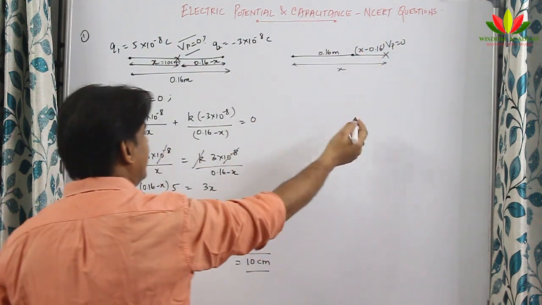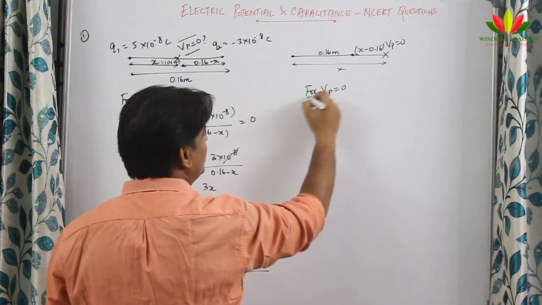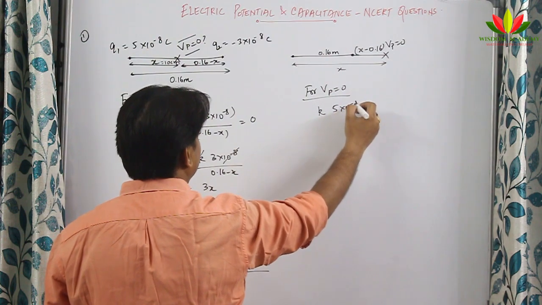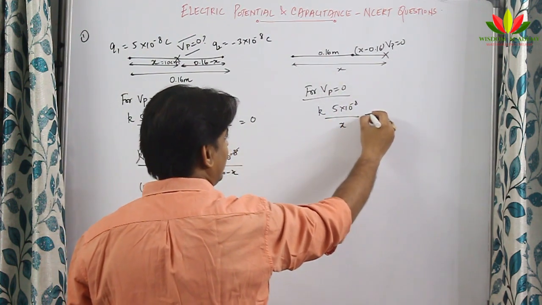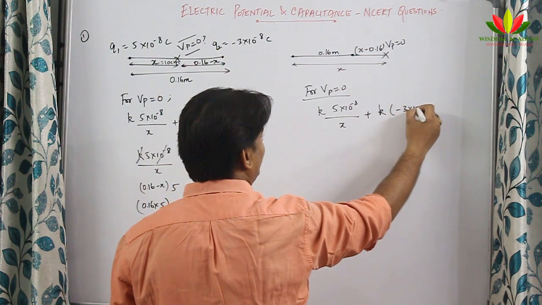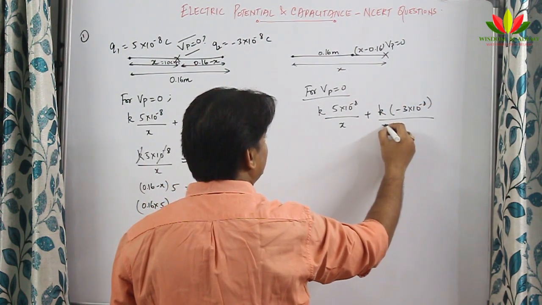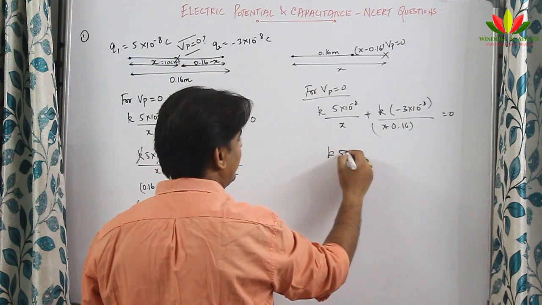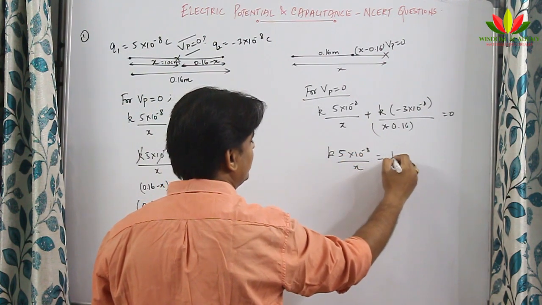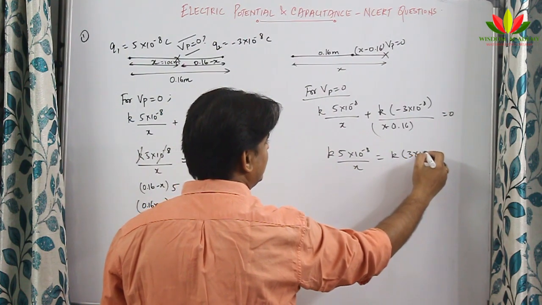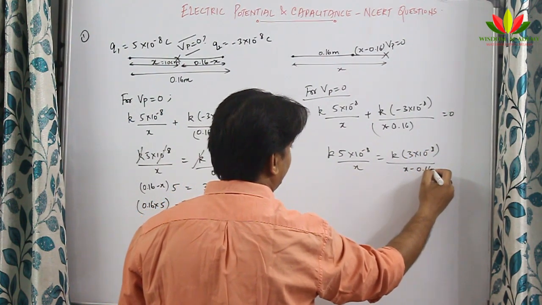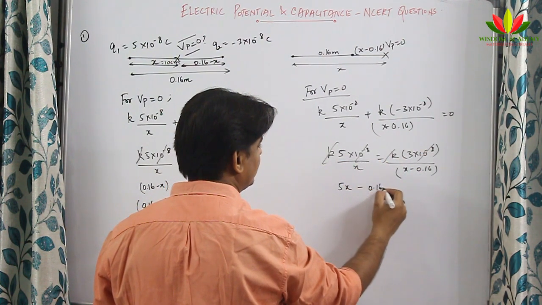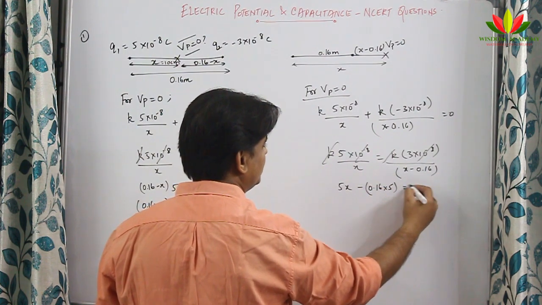I will use the same formula and I will get, for Vp is equal to 0 at this point, k into the q. Q was 5 into 10 power minus 8 by r is x now, plus k into minus 3 into 10 power minus 8 by x minus 0.16, that should be equal to 0. So when you solve this, you will get k into 5 into 10 power minus 8 by x is equal to k into 3 into 10 power minus 8 by x minus 0.16. This 10 power minus 8 gets cancelled, and I get 5 into x minus 0.16 is equal to 3x.